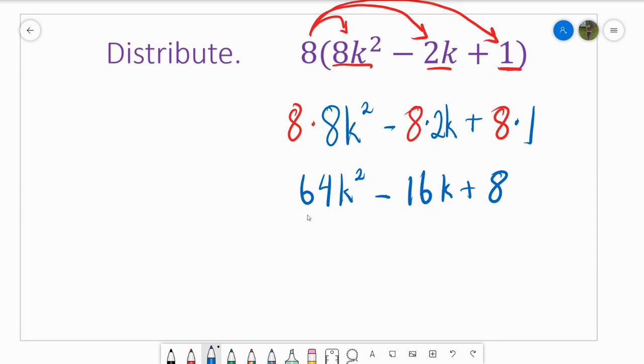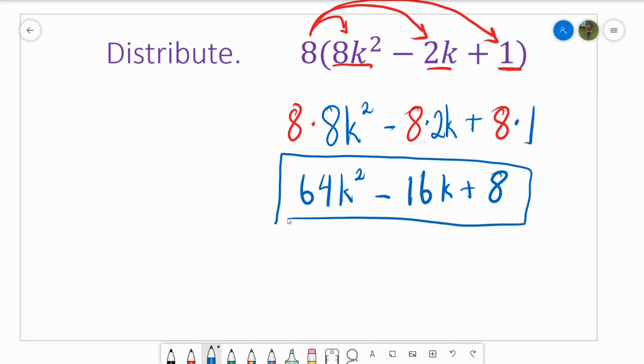Do we have any like terms here? Nope. I have k squared and I have k, different exponents, not like terms. So this is my final answer.